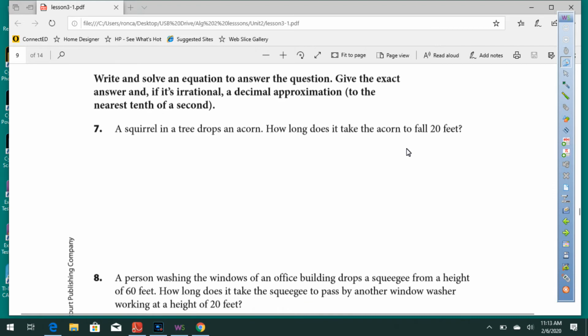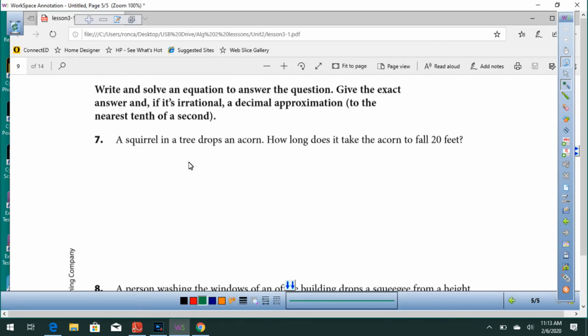Number 7, write and solve an equation to answer the question. Give the exact answer. If it's irrational, give a decimal approximation to the nearest tenth of a second. A squirrel in a tree drops an acorn. How long does it take the acorn to fall 20 feet?